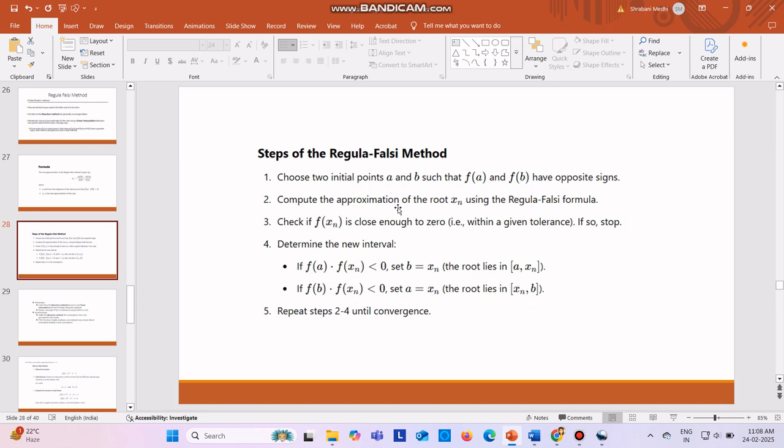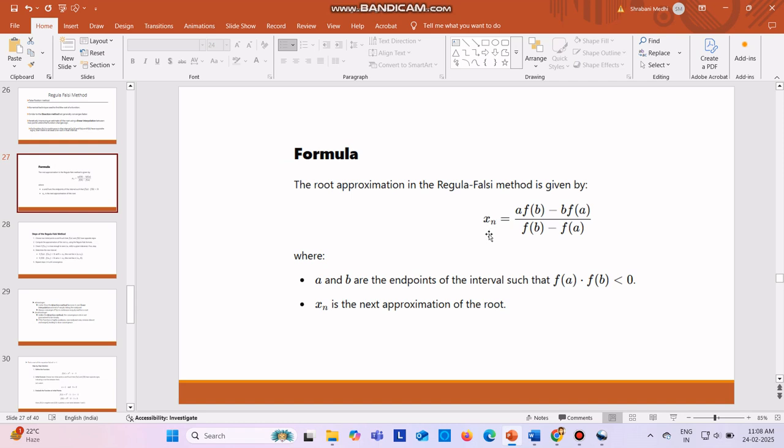Then we compute the approximation of the root x of n using the Regula Falsi formula. So this is the formula: x of n is equal to a times f of b minus b times f of a, divided by f of b minus f of a. After applying the formula, we will get the value of x of n.